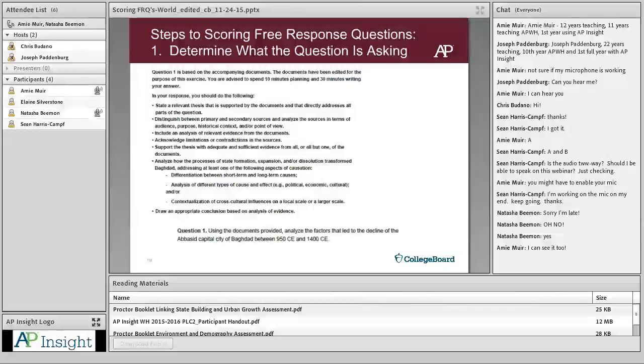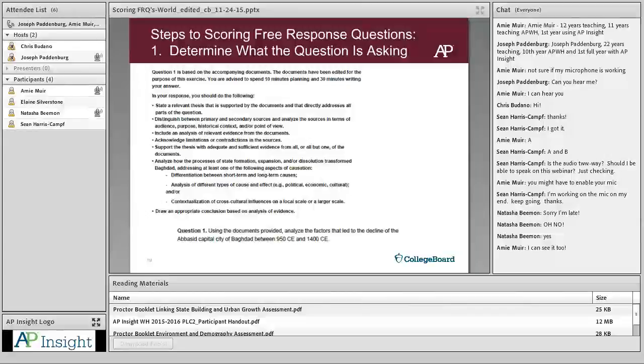Okay. Now we have to distinguish between primary and secondary sources, analyze the source in terms of audience, purpose, historical context, and or point of view. And then it says include an analysis of relevant evidence of the documents, acknowledge limitations or contradictions in the sources, and also support the thesis that you wrote about the question with evidence from the documents. Okay, now that's different from the earlier one. We'll talk about that in a few minutes.